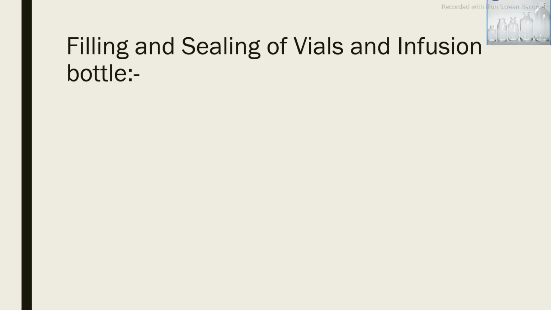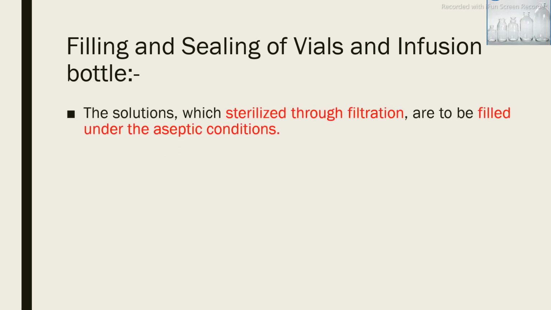Filling and sealing of vials and infusion bottles. At the top side corner you can see the infusion bottles which are made of glass material. Nowadays this type of infusion bottle made of glass is not available. Infusion bottles are available, but they are made only of plastic material. We have already discussed why infusion bottles are made of plastic: they are easy to carry, there are fewer chances of breaking, and the transportation cost is also very low. That's why plastic infusion bottles are preferred as compared to glass bottles.